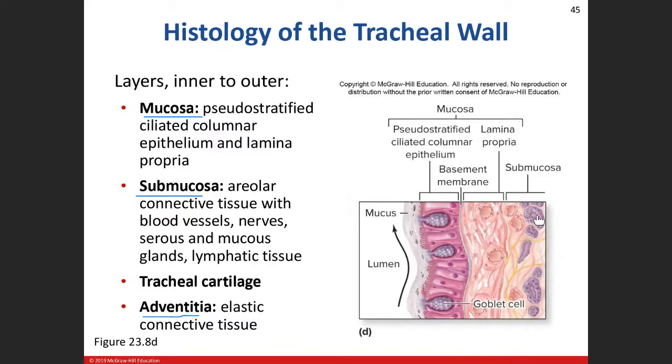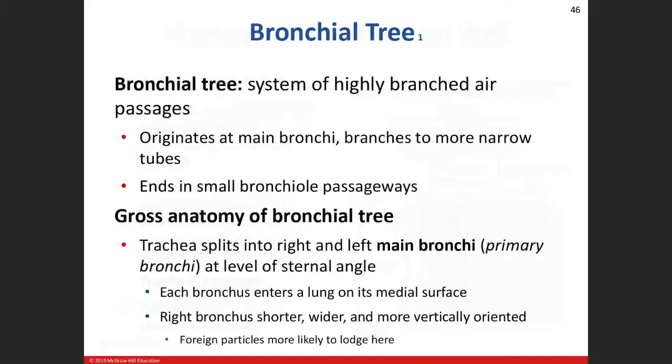And then finally, you can't see it on this slide, but the outer portion, the adventitia, that's going to have our elastic connective tissue. So we have a little bit of stretch and give there. And then we have our tracheal cartilage, our C rings, which wrap nicely around all that.